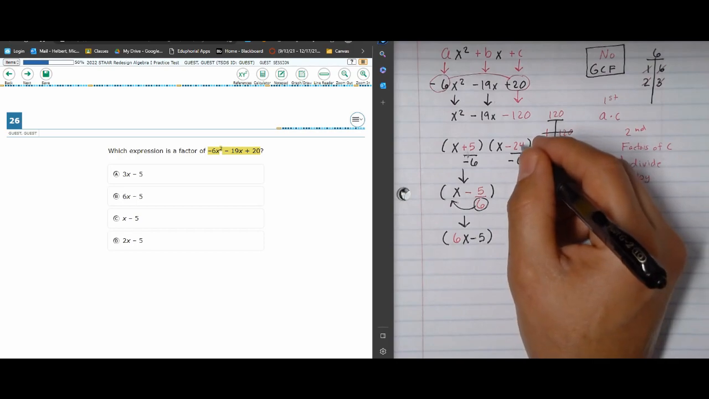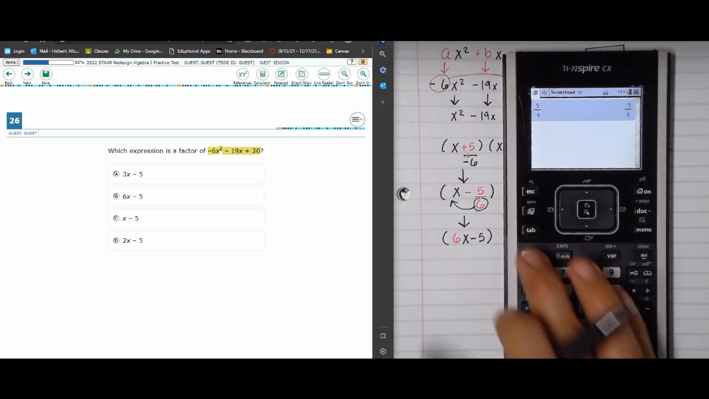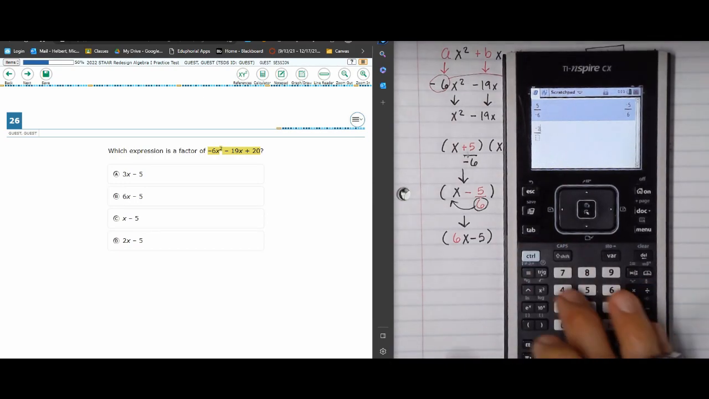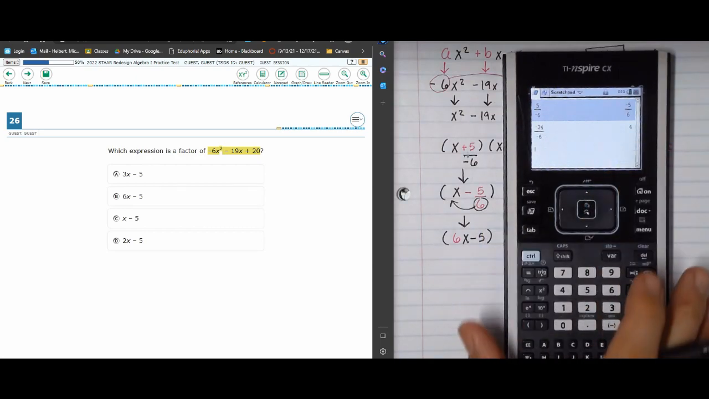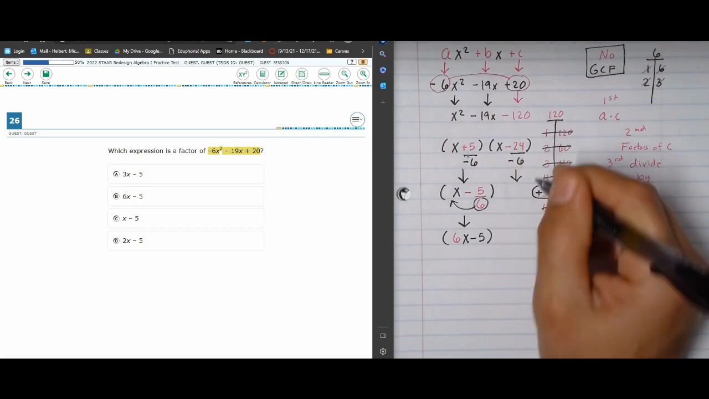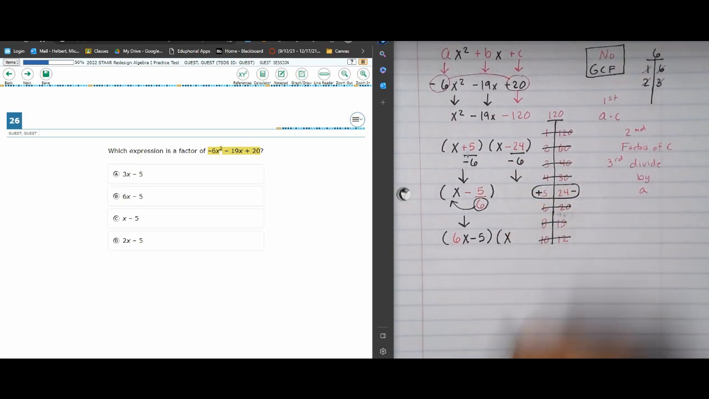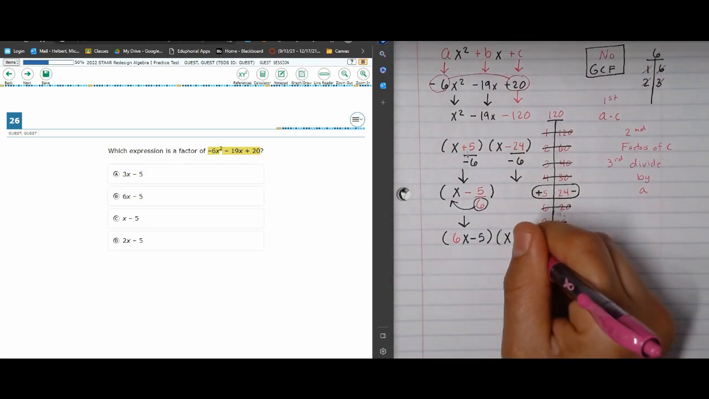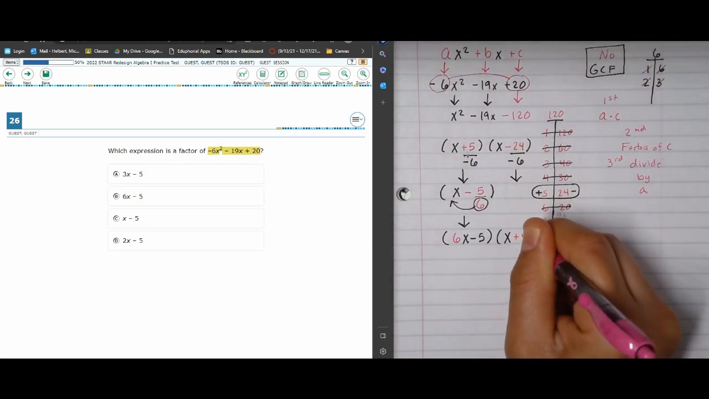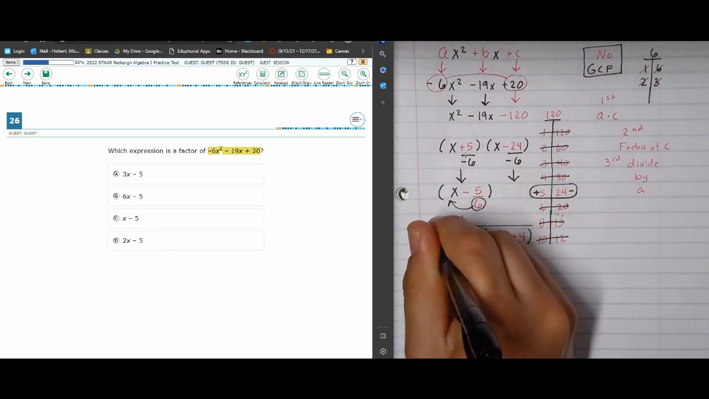Then let's do the next one. We have negative 24 over negative 6. So we're going to go ahead, negative 24 over negative 6, and hit enter, and it becomes positive 4. So we had a sign change there as well. So this one is going to be x plus 4. And then that is our final answer.